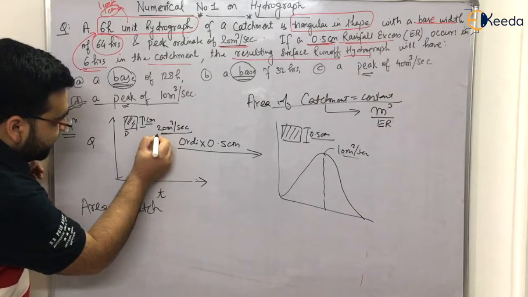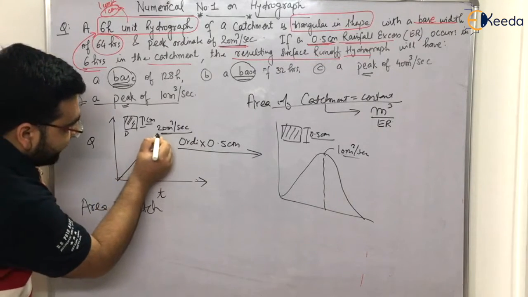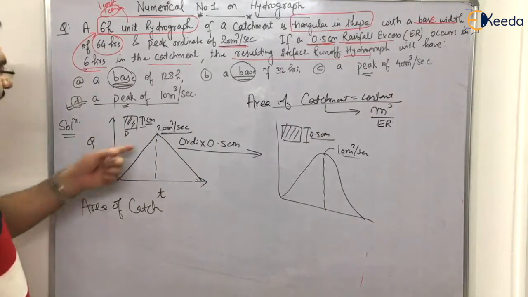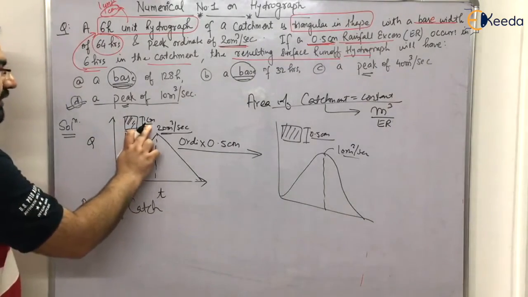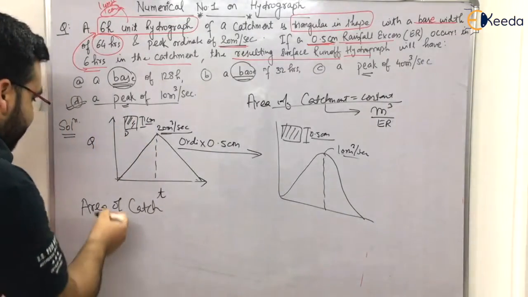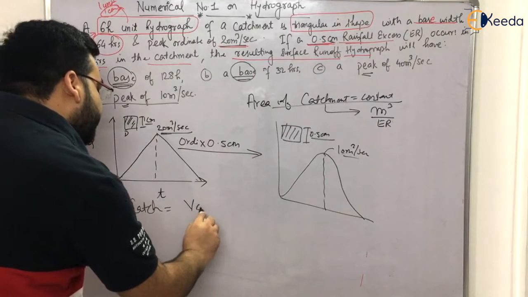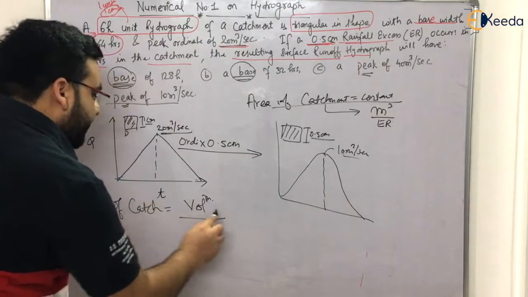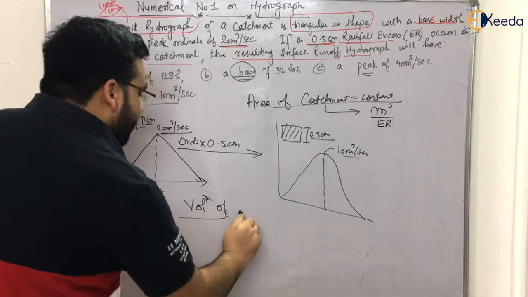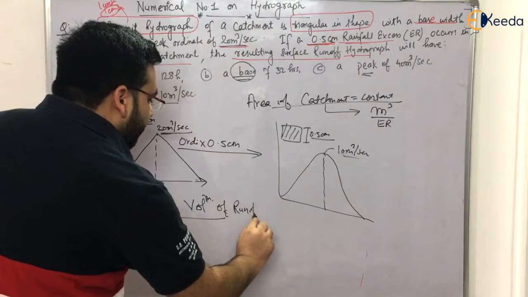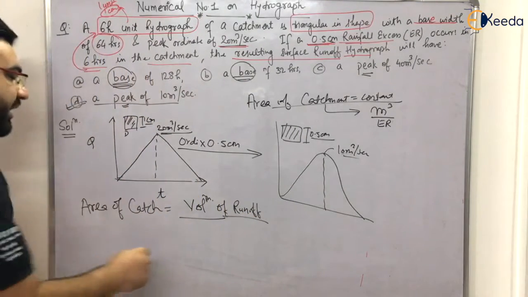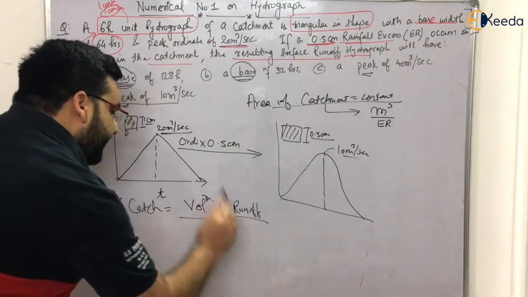And substitute it with a triangle. So this is the actual direct runoff hydrograph, that is a unit hydrograph, right? How much depth of effective rainfall? 1 centimeter. Okay? Now area of catchment will be equal to volume of runoff divided by effective rainfall, right?